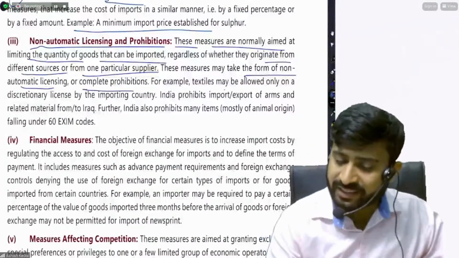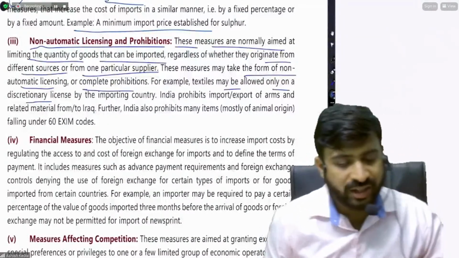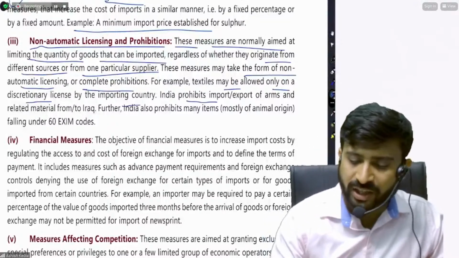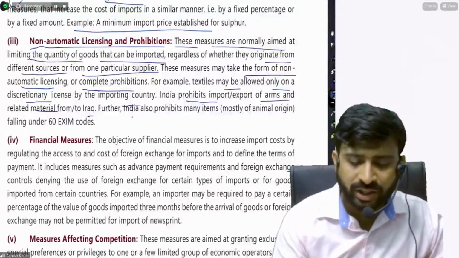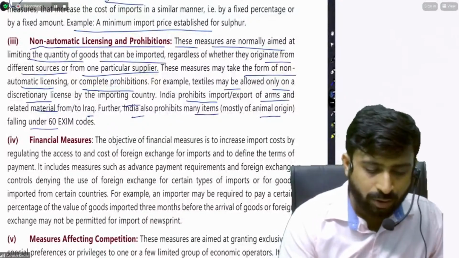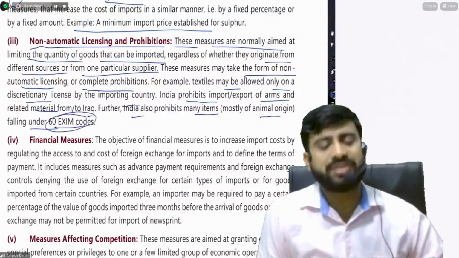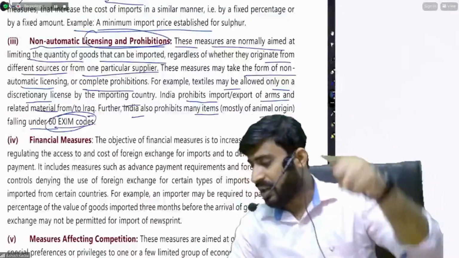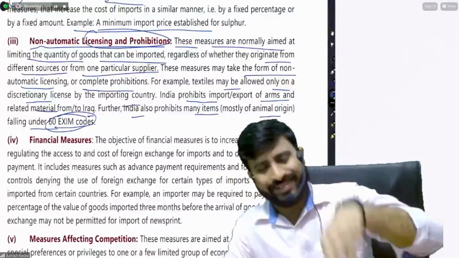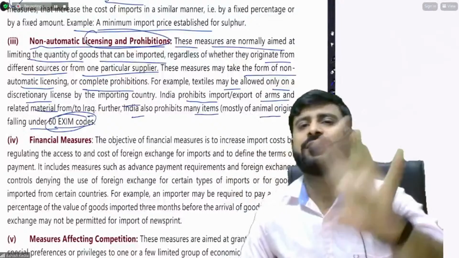For example, textiles may be allowed only on a discretionary license by the importing country. India prohibits import of arms and related material from or to Iraq. Further, India also prohibits many items falling under the exim code. So basically, if you want to import, then the government wants you to take a license for this.